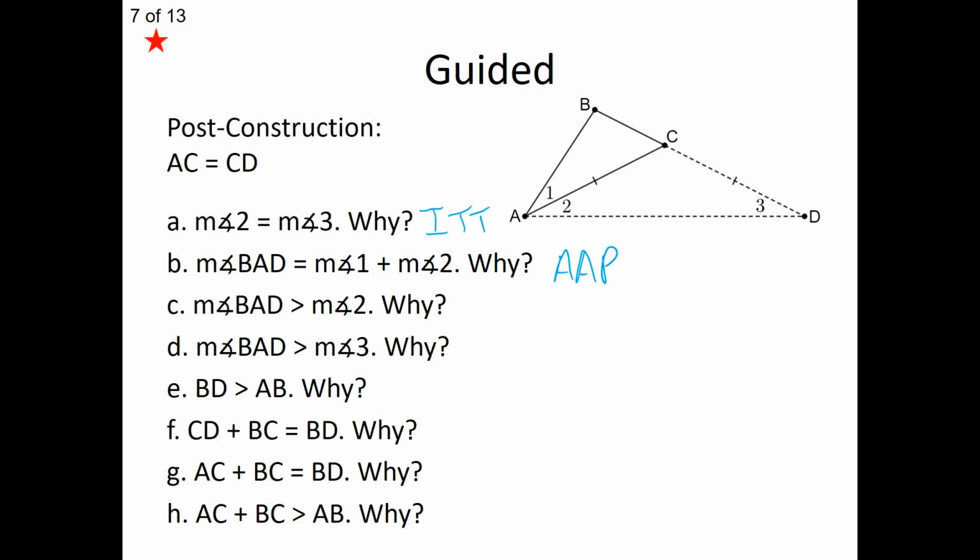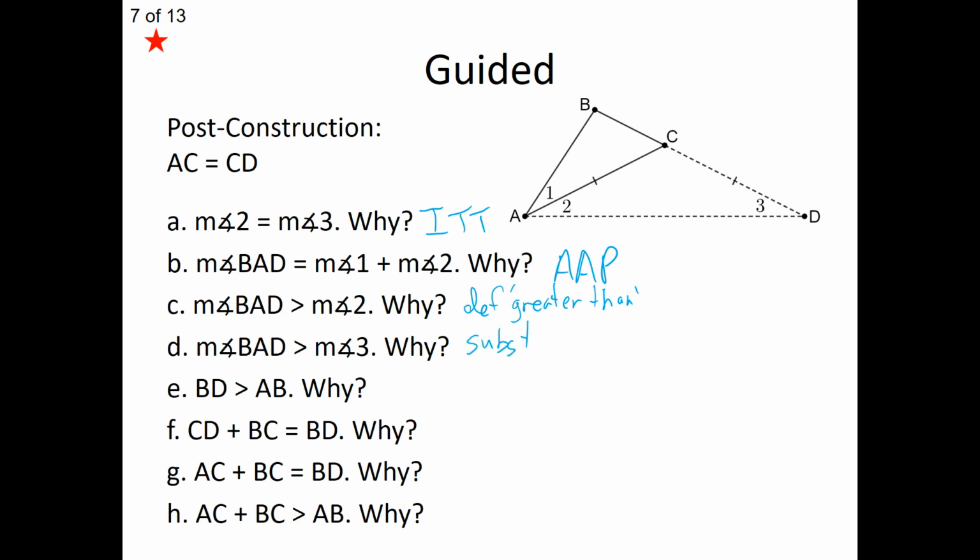Now I can claim that the measure of angle BAD is greater than angle 2. Why? Because we can satisfy that with the definition of greater than. Recall that the definition of greater than says that when we have the whole equal to the sum of the parts, the whole is always greater than the part. So angle BAD is greater than any of the parts. I'm going to specifically say it's greater than angle 2, which then means I can also claim BAD is greater than angle 3. And that is by substitution.